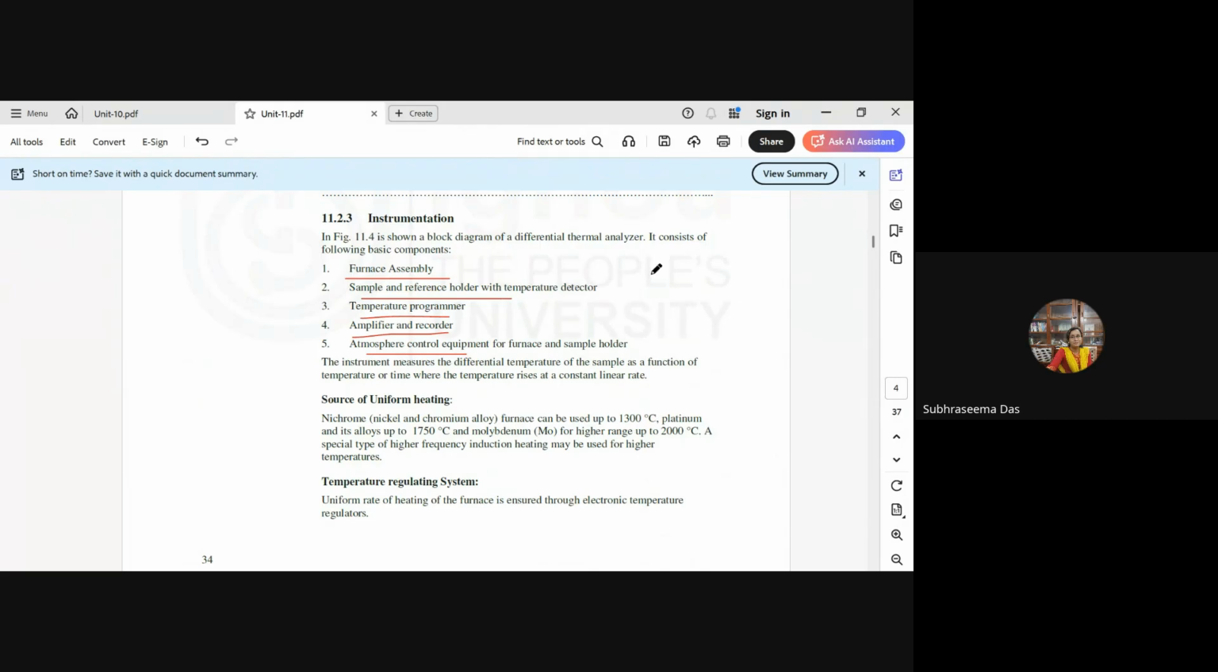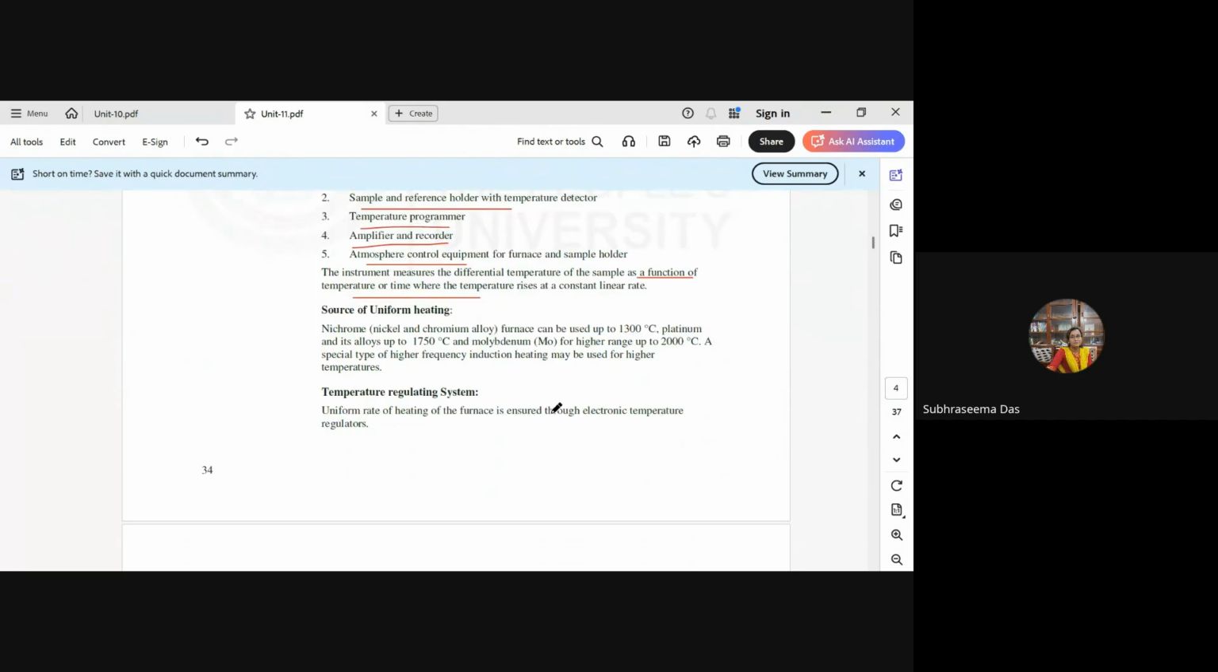So the instrument measures the differential temperature of the sample as a function of temperature. As a source of uniform heating, a nichrome furnace can be used for measuring temperatures up to 1300 degrees centigrade. Platinum and its alloys measure up to 1750 degrees centigrade, and molybdenum is used for higher ranges up to 2000 degrees centigrade.